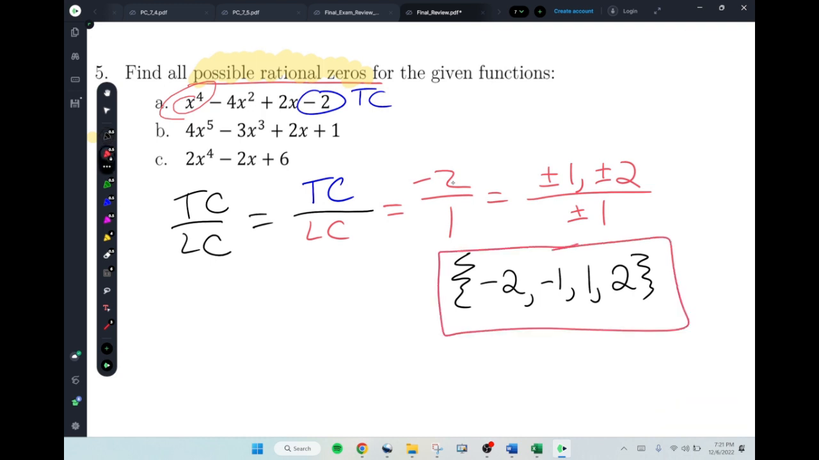No. It did not say find all zeros. What did it say? Find all possible rational zeros. You tried all 4 of those things. None of them work. So what does that mean? No rational zero. Yeah, that means it never crosses the x-axis. Wait, how does that function never cross the x-axis? It's a happy parabola with a y-intercept of -2.